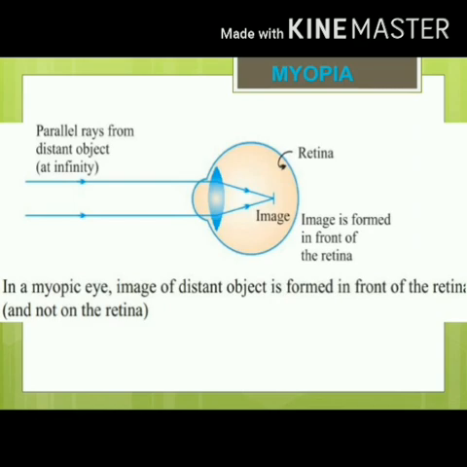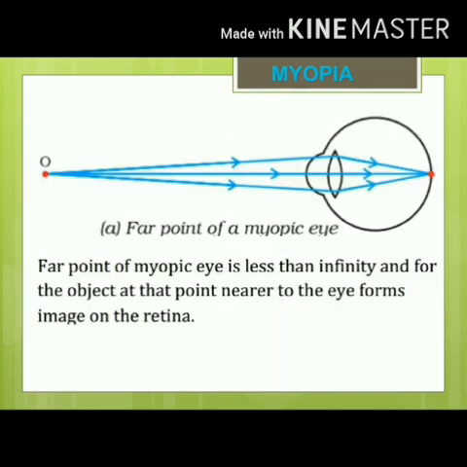Now you know one thing, that this distance from where one can see a distinct image clearly is called the far point. In this case, the far point is not at infinity, which is generally the case for the normal eye, where the far point is at infinity. So the first diagram in the book is showing the far point of the myopic eye.